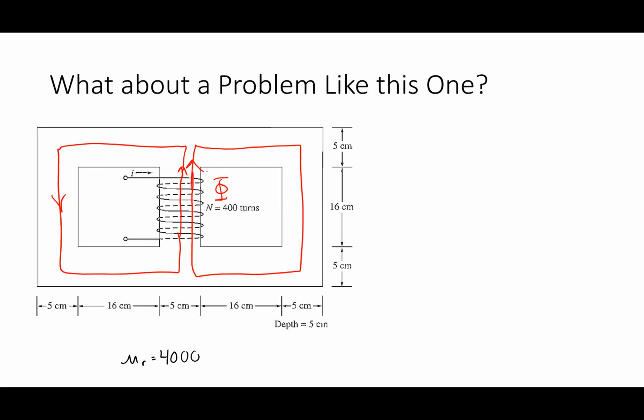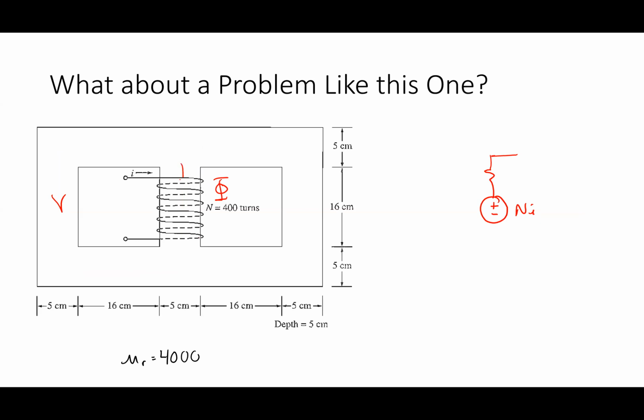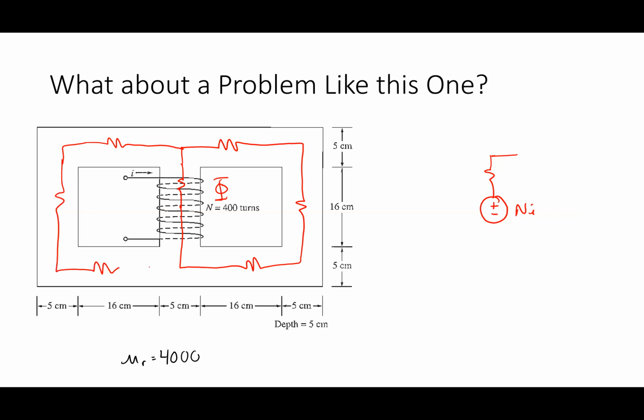All right. Let's think about it this way. In my mind, I have Ni. I like to draw them next to each other. Then there's a reluctance for this middle piece, isn't there? Let me get rid of the field pictures. There's a reluctance here, and here, and here, and here, and here, and here.